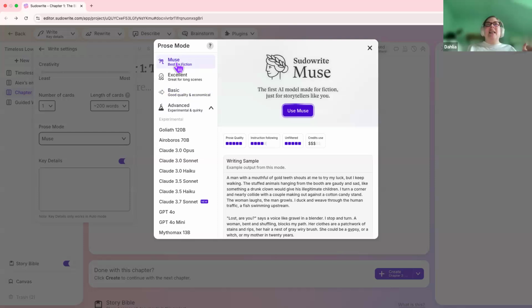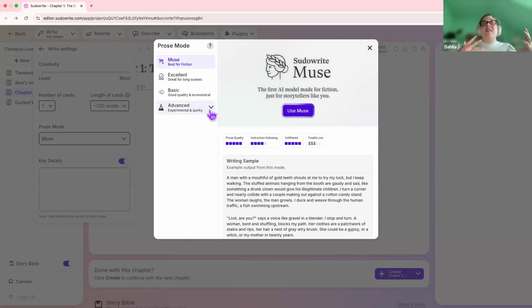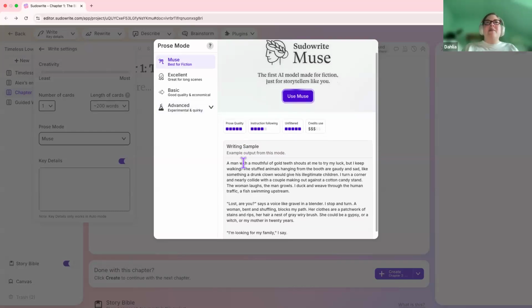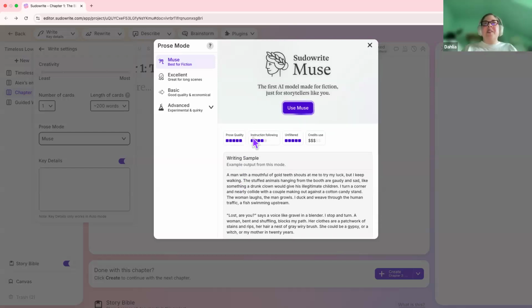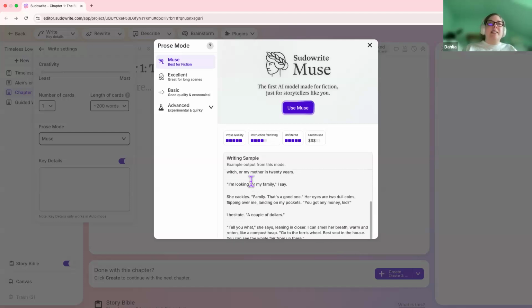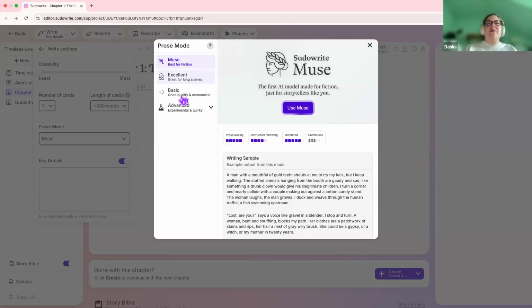And the credit cost is one thing to look at when you're deciding which model to use. But the other, and maybe more important thing, is the prose quality, how well it follows instructions, and how unfiltered it writes. And to get an idea about the quality of the prose, you will have a writing sample for every one of the standard models, which are those three up top, with Muse being the new standard model and the first one that was trained by Sudowrite for fiction.